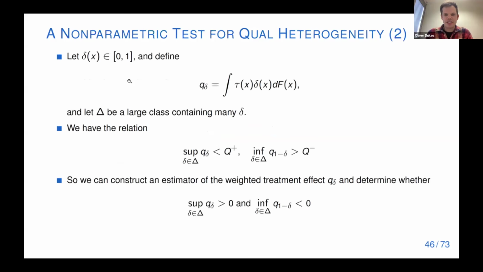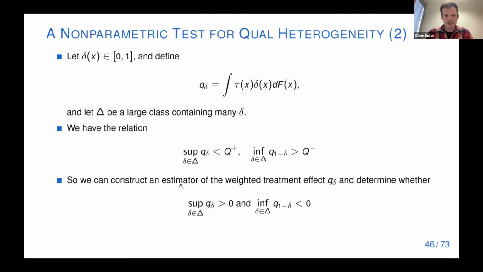So now I'm basically going to use the same idea as before. There's a few subtle changes, right? Firstly, I'm now going to take my weight delta in the unit interval, right? And now I have the integral of the KATE times this weight function, and this weight comes from a large class. Then the effect for people for whom treatment is beneficial is lower bounded by this supremum of little q, little delta, which is taken over this function class. And likewise, an upper bound on the effect for people for whom treatment is harmful is this infimum, right?